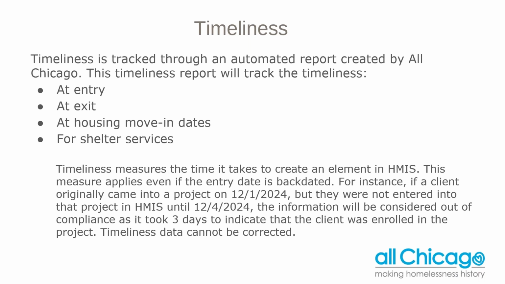So for instance, if a client originally came into your project 12/1/2024, but they were not entered into that project in HMIS until 12/4/2024, the information would be considered out of compliance as it took 3 days to indicate that the client was enrolled. Timeliness data cannot be corrected. So when you receive these reports via email, it's more informational than it is a call to action to do something in the system. But again, what timeliness is really looking at is the time that the data actually went into the system versus the timestamp that you're indicating that the data was completed on.